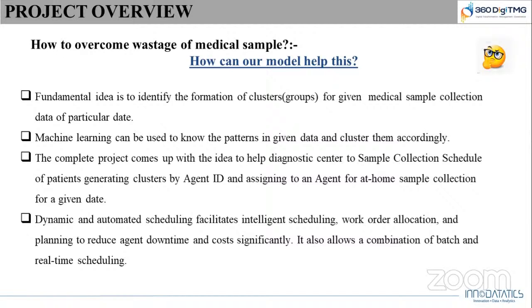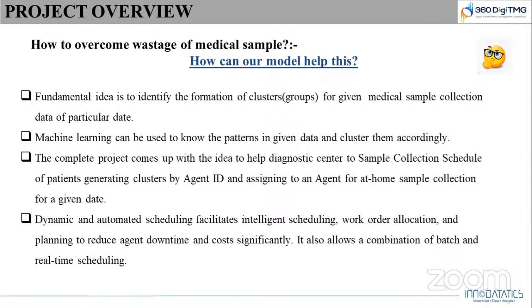So, sample loss is a big concern in the medical field. So how to overcome wastage of medical samples? How can our model help this? The fundamental idea is to identify the formation of clusters, that is groups, for given medical sample collection data of a particular date. Machine learning can be used to know the patterns in given data and cluster them accordingly.